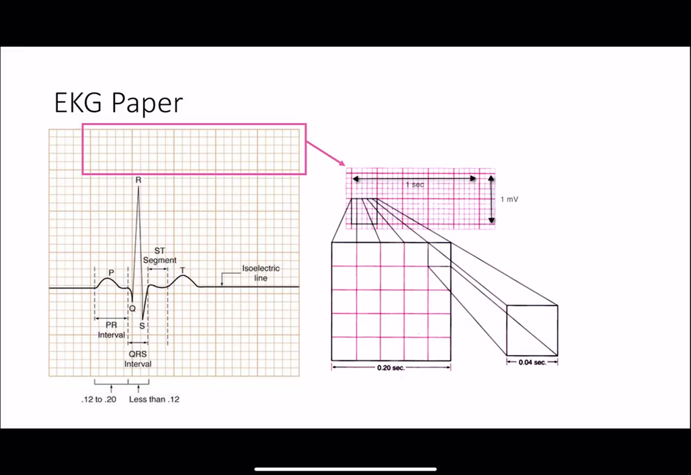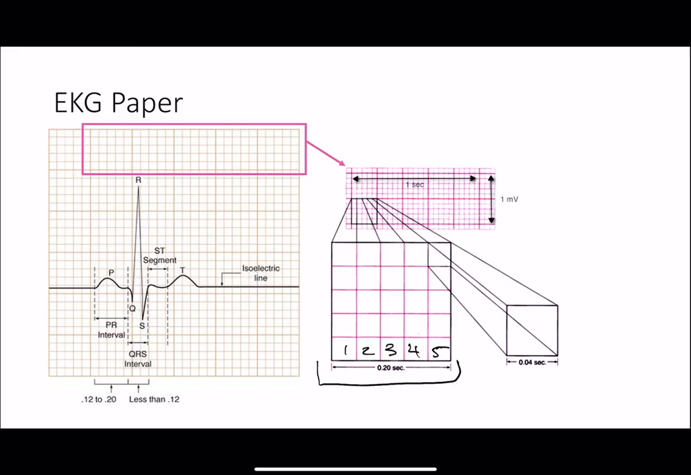So I have a picture of the EKG paper in your notes, and you can see the y-axis represents the change in voltage, whether it's positive or negative, and the x-axis is time. The division of the paper can be really helpful when you're analyzing rhythm strips on EKG paper. One big box is 0.2 seconds, and each big box has 5 small boxes within it, where each small box is 0.04 seconds.